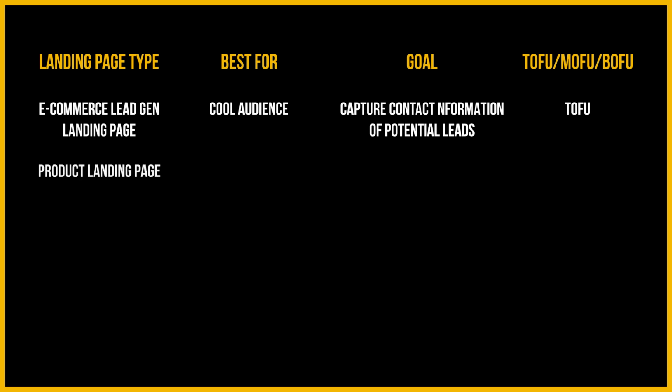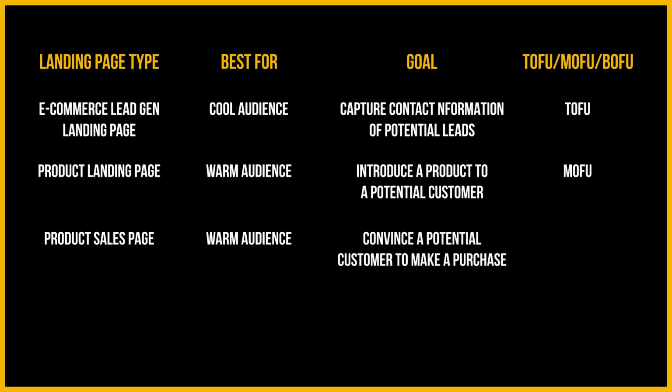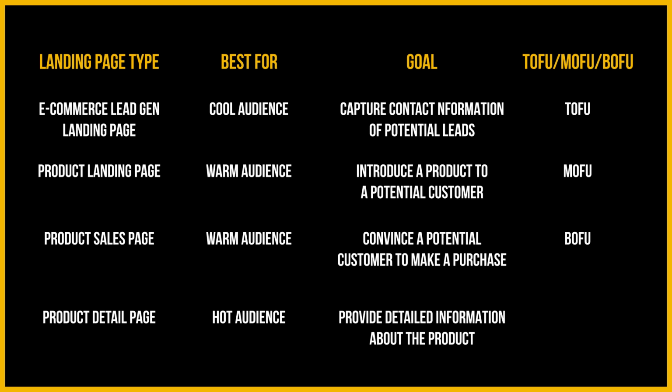So for a product landing page, you would be targeting warm audience with the product landing page and introducing your product to a potential customer. So you'll be looking at the middle of the funnel stage here. And for a product sales page, you will be targeting a warmer audience and trying to convince them to purchase. And the stage which you will be using this page would be in bottom of the funnel. And finally, for a product detail page, that is typically for a hotter audience, and you will obviously provide detailed information about the product and would be using it in the bottom of the funnel.